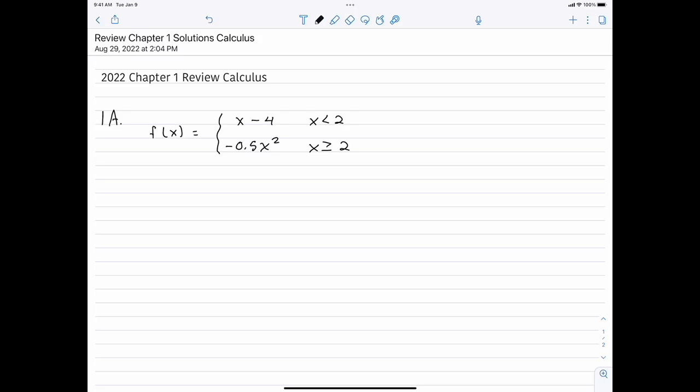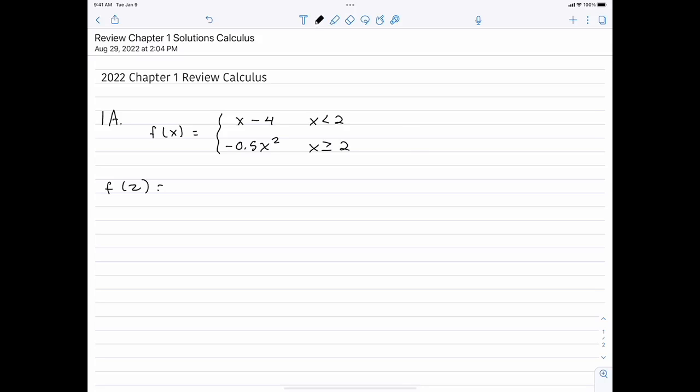So I'm going to do a couple of things here. Using our definition, let's think about what our definition is. I want to know, is f of 2 defined? And I think you would agree it's absolutely defined. I can plug 2 into this function and it's going to come out a number.